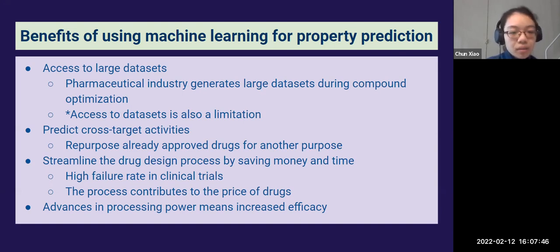So this is a limitation on the innovation of machine learning algorithms that can predict the properties of drugs. And secondly, you can also predict cross-target activities. What this means is that if you have a drug that is already approved for one purpose, you can use that drug and see if it will affect a different target in the body, for example, a different ligand or a different protein. And you can see if it affects it in the way that you want it to, and then this drug can be repurposed to do something else.